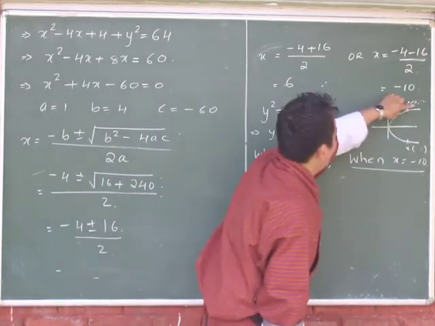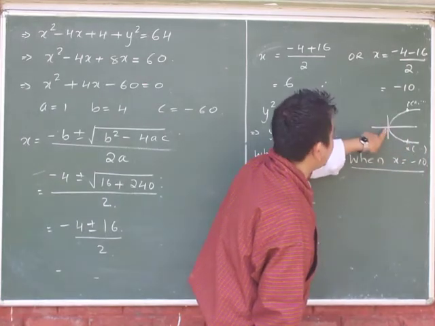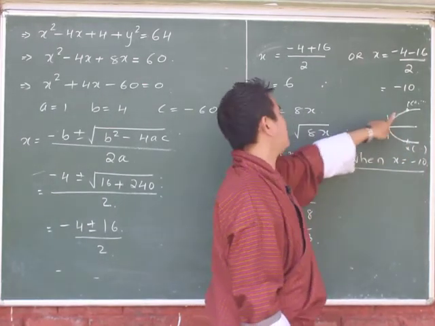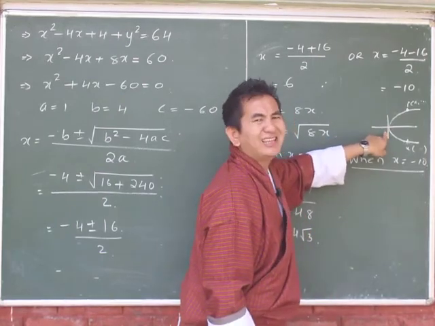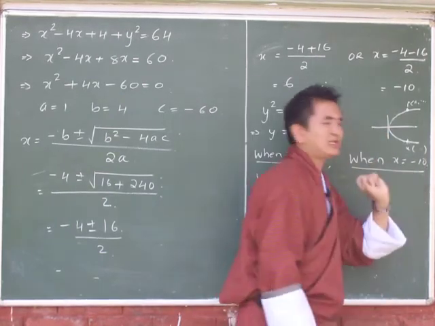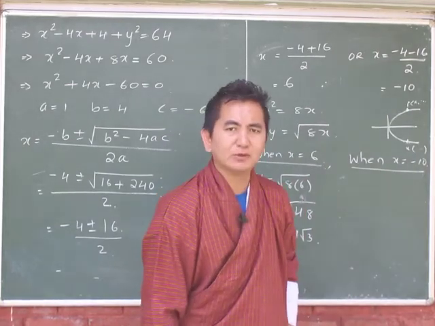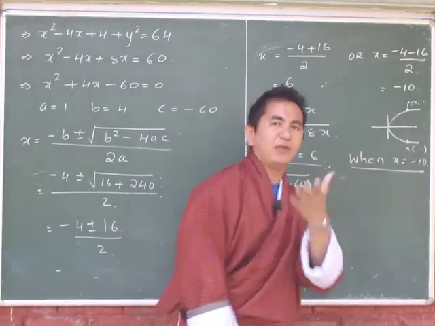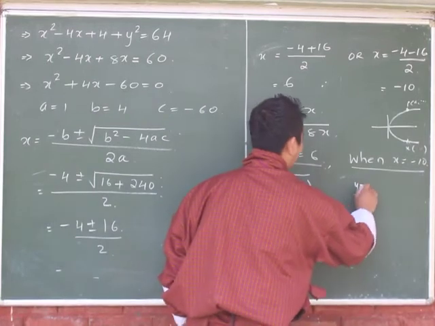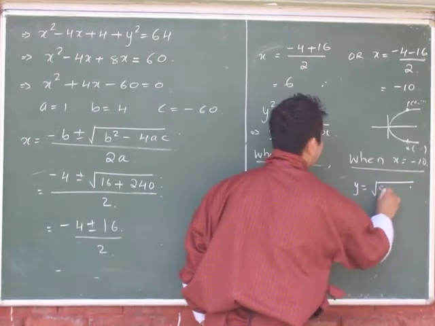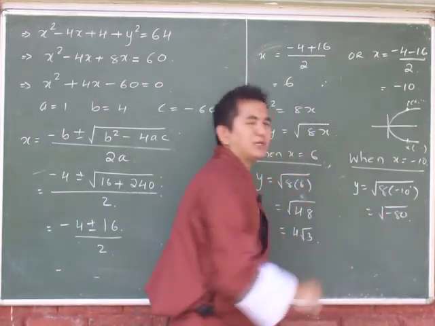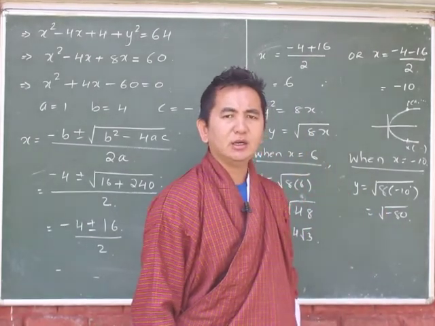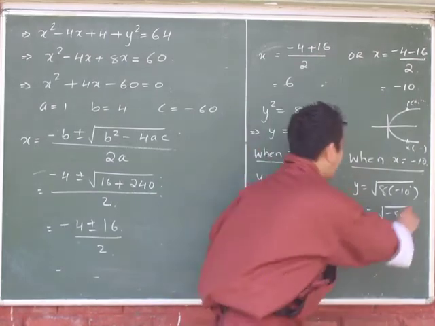See, this is a right-opening parabola where the vertex is at the origin. If the vertex is not at the origin, maybe the parabola might come here. But the vertex is at the origin, so there is no way you can have x equal to negative 10. Therefore, no need to find y. Even if you try to find y equal to root of 8 times negative 10, you will get root of negative 80, which becomes an imaginary value. This value is not valid here.